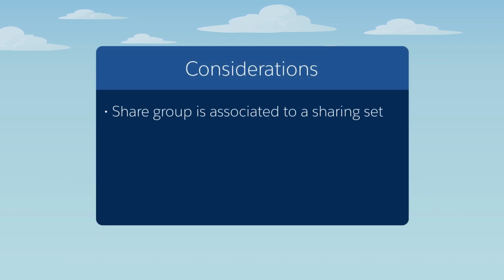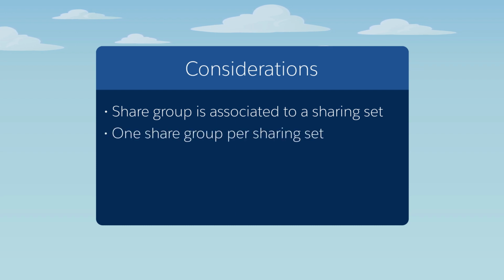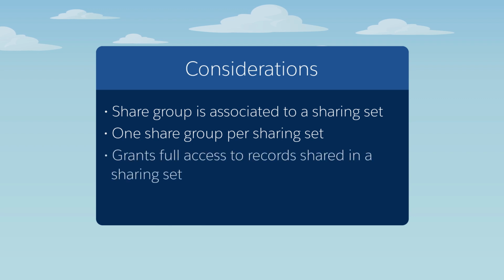Share group is associated to a sharing set. You can only have one share group per sharing set. A share group grants full read, write, edit access to records owned by users in sharing sets.